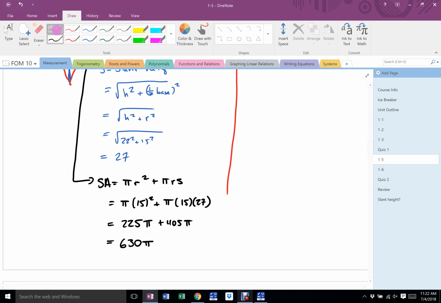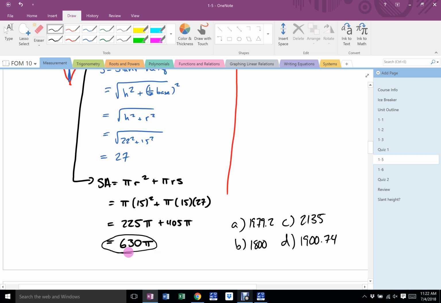Now, if that bothers you immensely, you just can't handle it, or you're writing a test for another teacher, and it's multiple choice, and you have A, B, C, D, and they're all crazy decimals, like one of the answers is 1,979.2, and this one is 1,800, and this one is 2,135, and this one is 1,900.74. Then if the answers are all in decimals, then obviously you have to work it out. Does everybody understand? But for me, I'm perfectly happy if you leave it like that. Everybody cool?